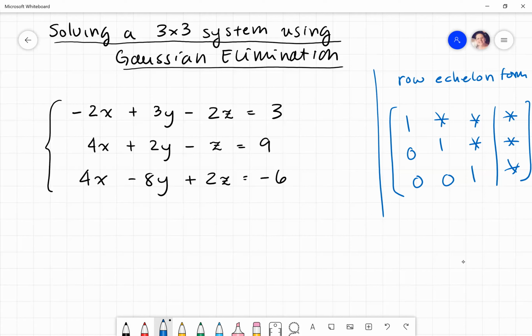Once the matrix is in row echelon form, we then convert back to a system of equations and do a series of back substitutions to get the other variables, because as we know, once the matrix is in row echelon form, it tells us the value of one of the variables. All right, so let's do it.